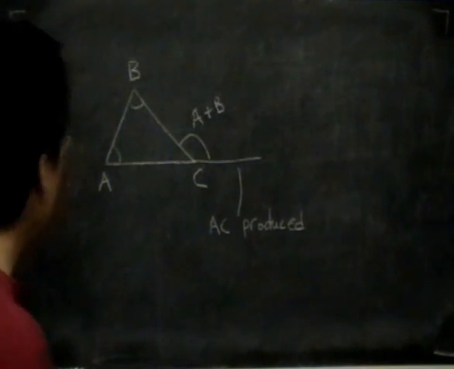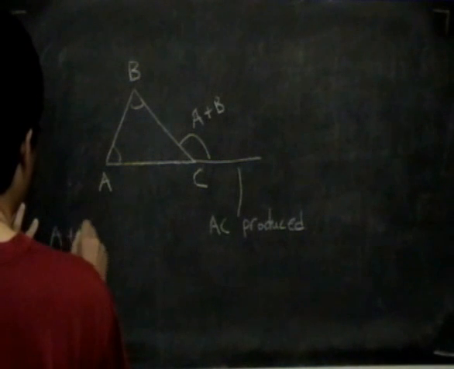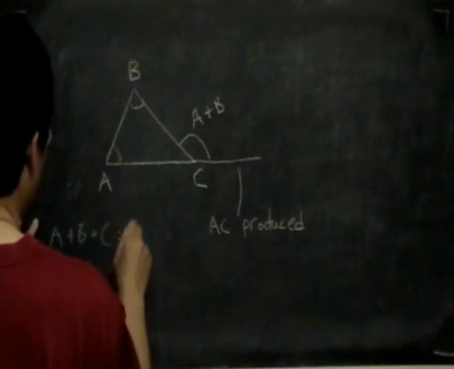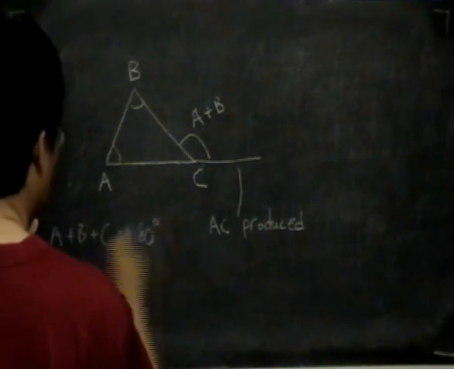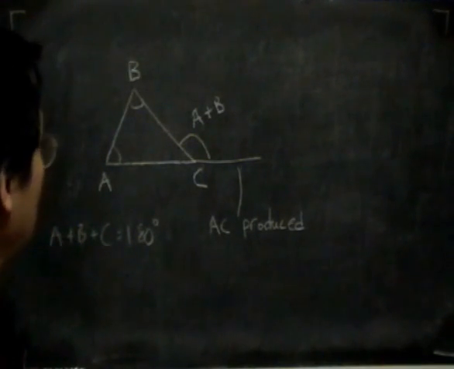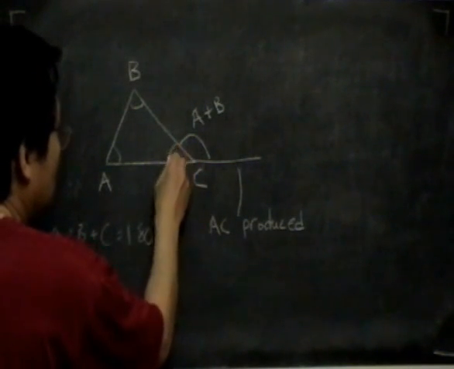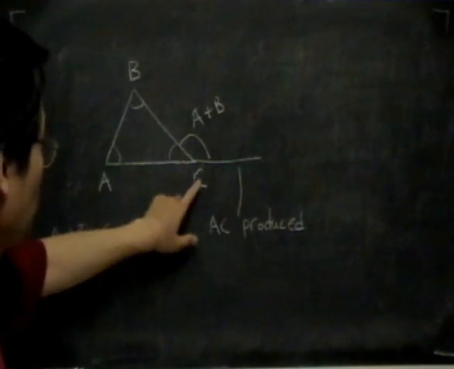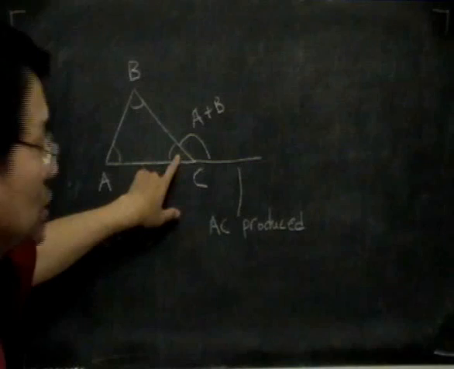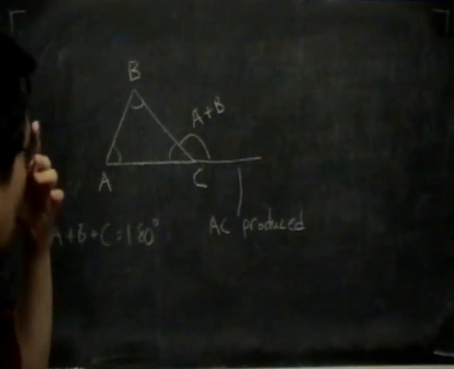Remember that? Okay, let me write that down on the side. So angle A plus B plus C must be 180 degrees. That was the property that we saw just now. Now that angle is the angle C. This is the angle C. Alright, that's what we mean when we say the angle C is that one. So we have this property.